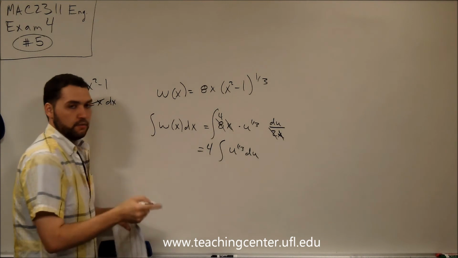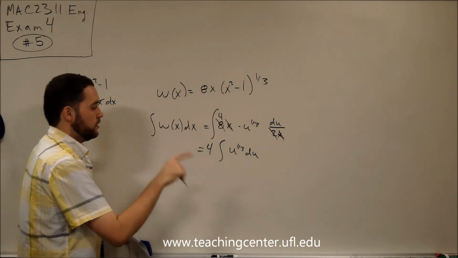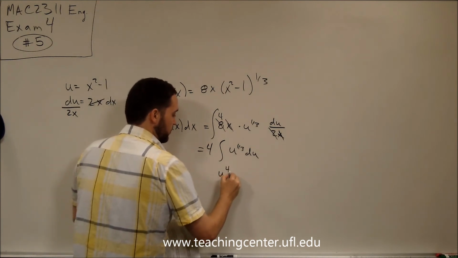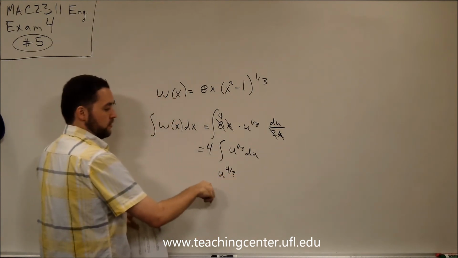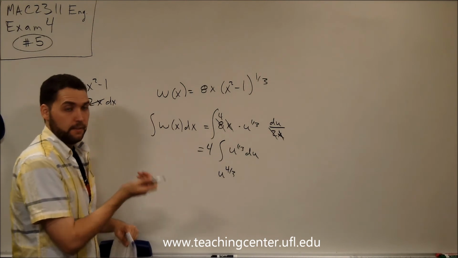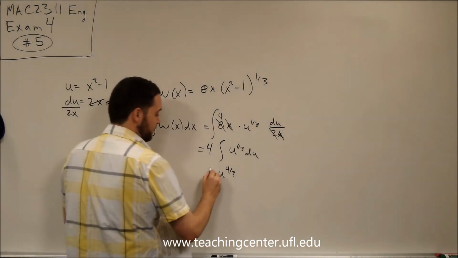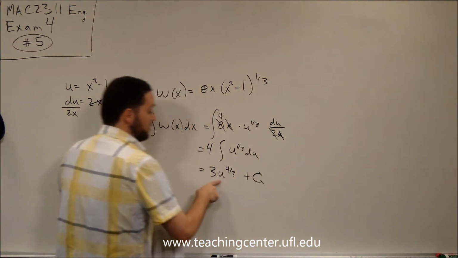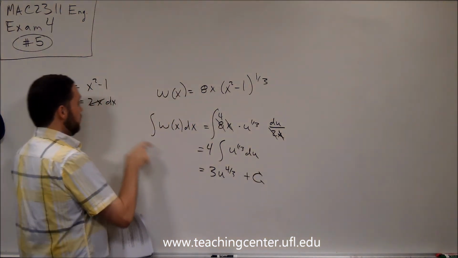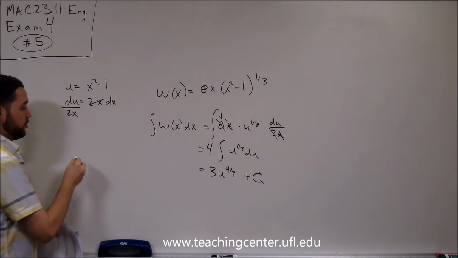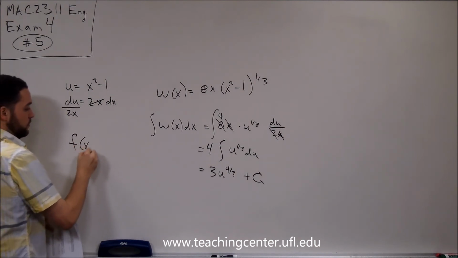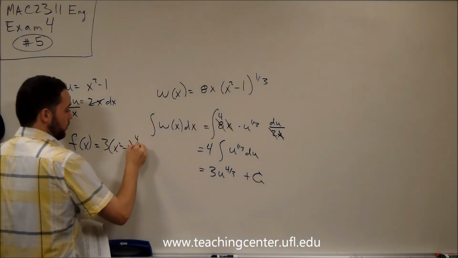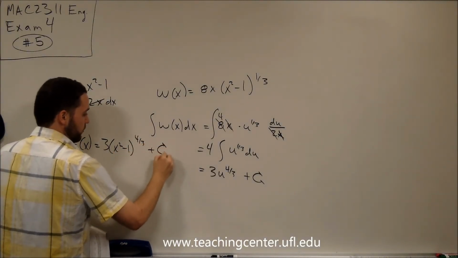And that's just another little reverse power rule: increase it by 1 and divide by it. If you increase this by 1, you get u to the 4/3. And when you divide by 4/3, it's the same thing as multiplying by 3/4. But 3/4 times 4 is just going to be 3. And then you get your plus c. Then we need to plug back in for our u, and our u was x squared minus 1. So our actual function is going to be 3 times x squared minus 1 to the 4/3 power plus c.